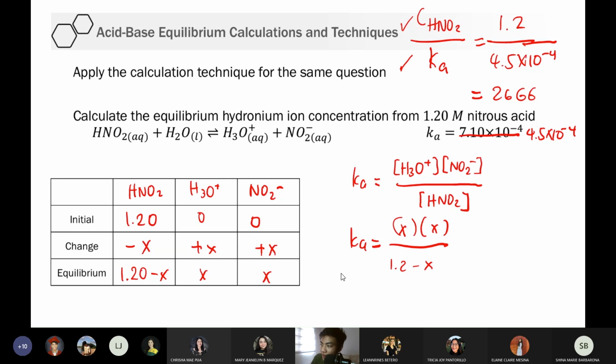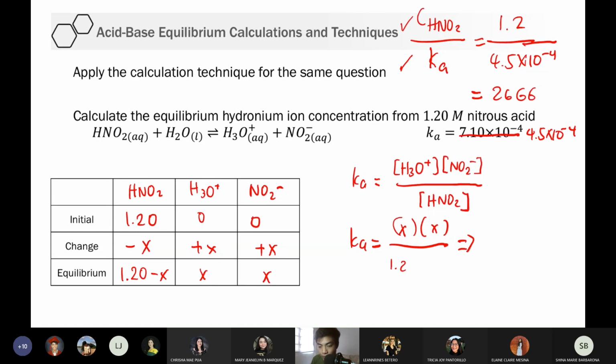Diba, dito may Ka tayo. When I say we can use the small x approximation, we can just remove this x term. Pwede na natin burahin yan. Okay? Yun yung meaning ng small x. Negligible na yung x value na yun. So, ibig sabihin, we can just simply erase that. So, our equation will be reduced to this, no? X squared over Ka equals the concentration of your acid. Wala na yung minus x.